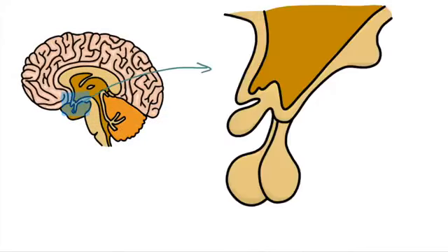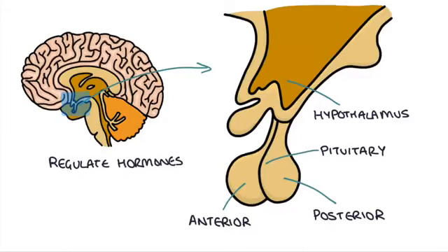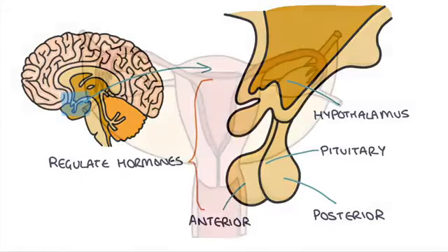You need to be aware of some key structures in the body that release the hormones. Firstly, in the middle of the brain, you have the hypothalamus and the pituitary gland. The pituitary is split into two parts, the anterior part at the front and the posterior part at the back. And these are responsible for regulating a large number of hormones in the body.